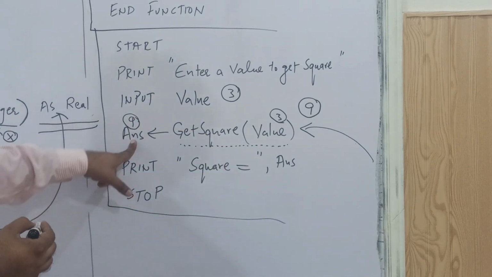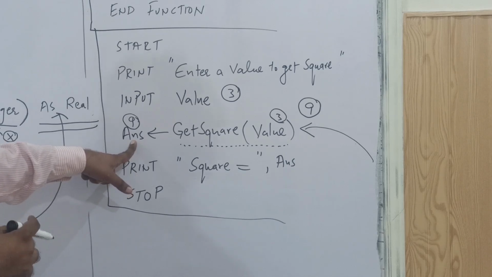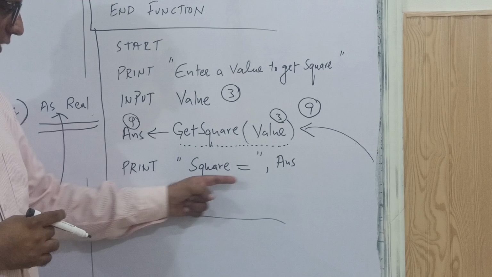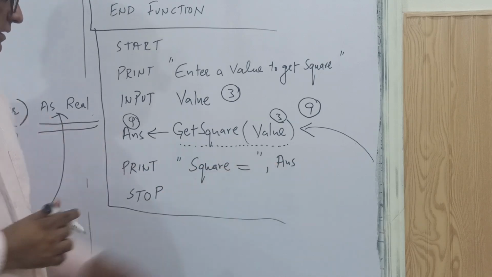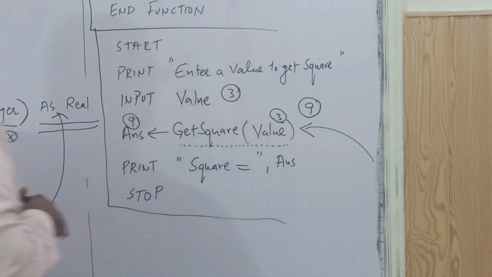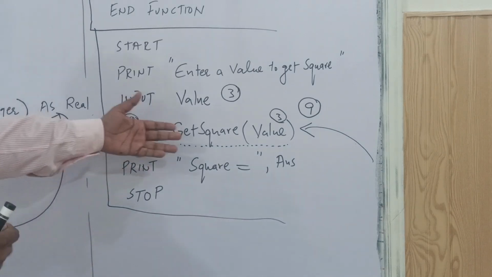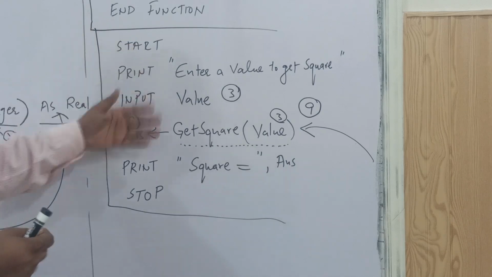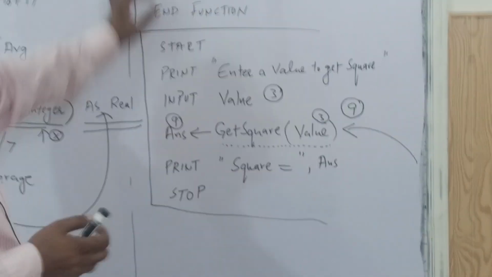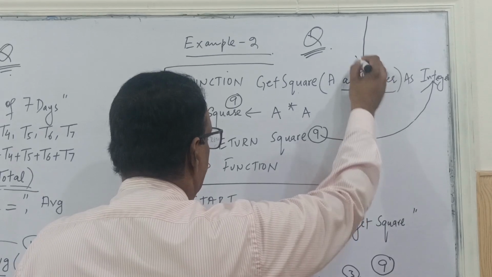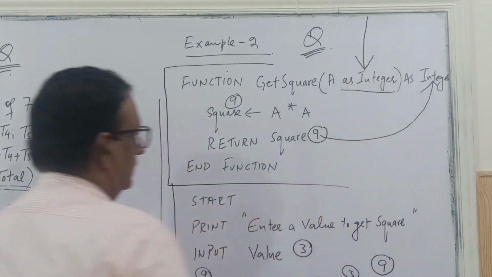Now this answer has the final answer and you can use it. I use it like print square is equal to answer. So it will show that square is equal to 9. So this is the second example, just to explain how this receiving and returning function works. The lines are there to help you understand better.